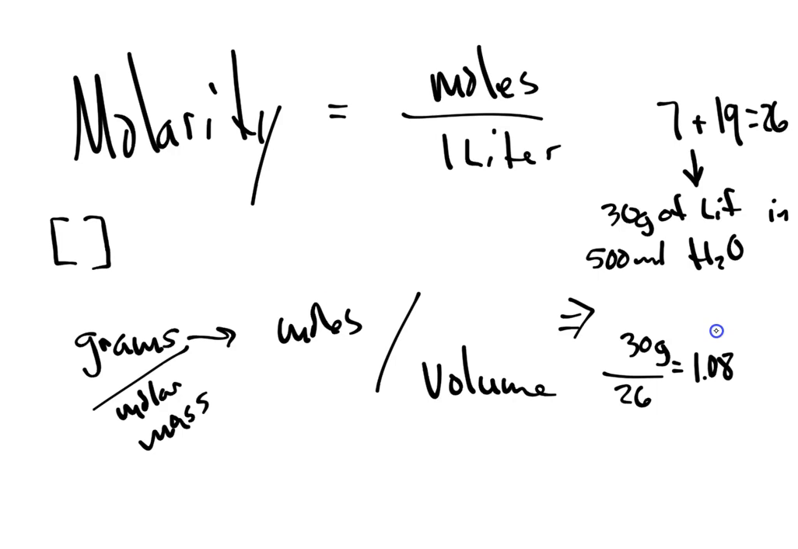The first step is to divide my given grams over the molar mass. So 30 over 26. I don't know the answer, but I just made it up as 1.08. But that's not everything, right? That's my moles. I now need to divide by the volume, and the volume always has to be in liters. So I divide it by 0.5. Lithium fluoride. It's just a substance I made up off the periodic table. 2.16 moles per liter is the answer, yes.